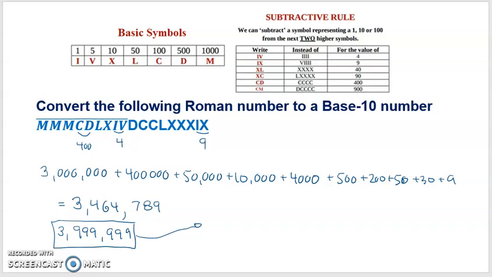So, for example, if I said M with a double bar, well, that is 1,000 times 1,000 times another 1,000, which is just a really big number, much bigger than 3 million. Anyways, we're not going to look at the double bars in this class, but just so you know that it exists, that you can keep going and get numbers as large as you want in Roman numerals.